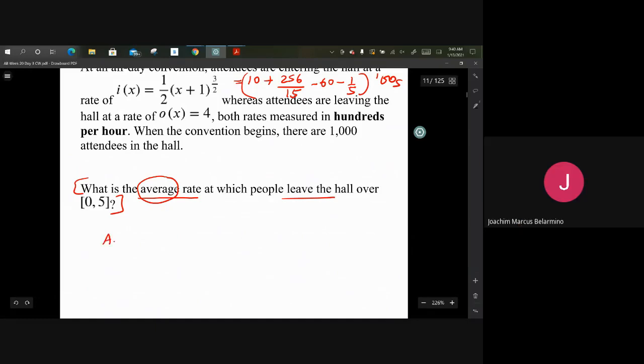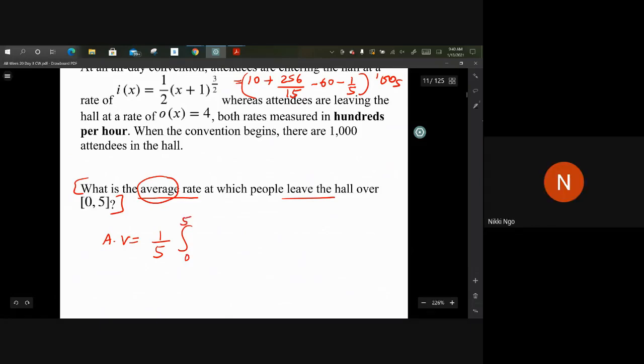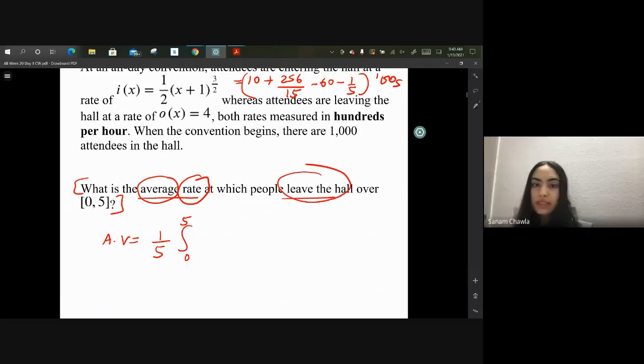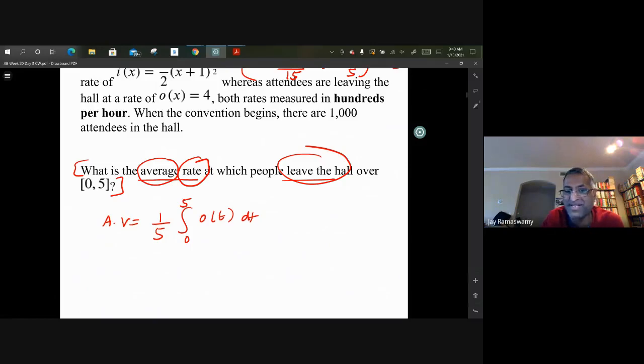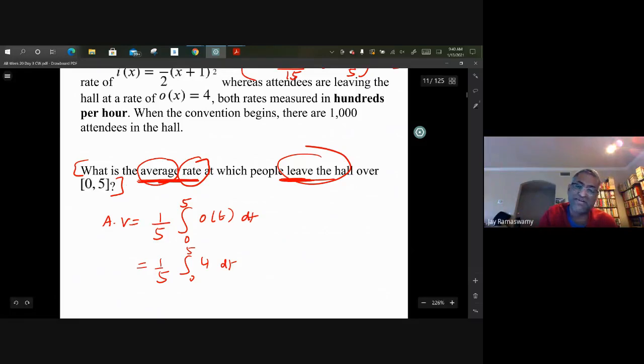How do we always do average problems? AV equals 1 over 5, integral 0 to 5, over... It says the rate at which people leave the hall, so which function do we need? O of t. Exactly. Interpret the question literally. Today, to be nice, I will underline this word, so you say, oh, I have to be careful with the language. Is that easy to integrate? Yes. 0 to 5, 4 dt. Can we move on? Yes. You observe the challenge was interpreting the question correctly.